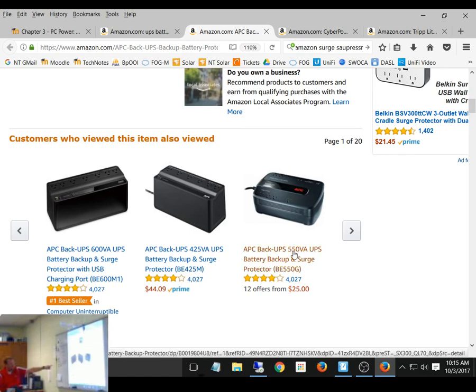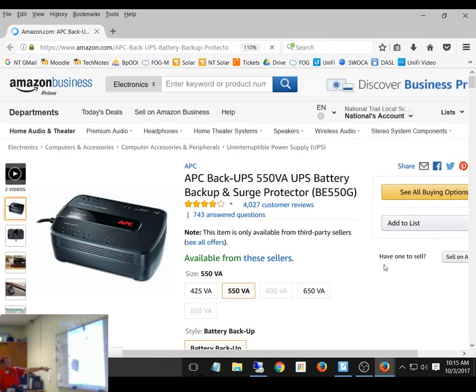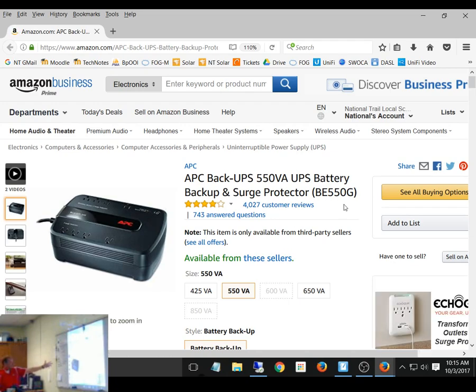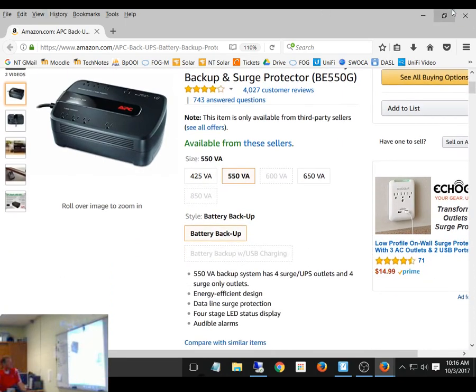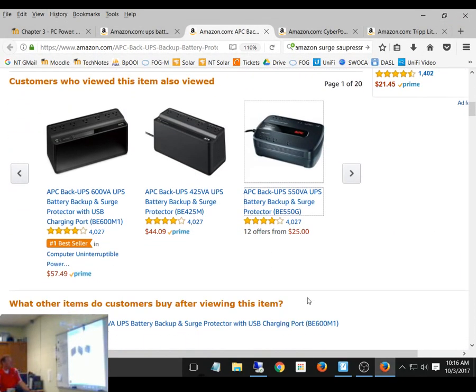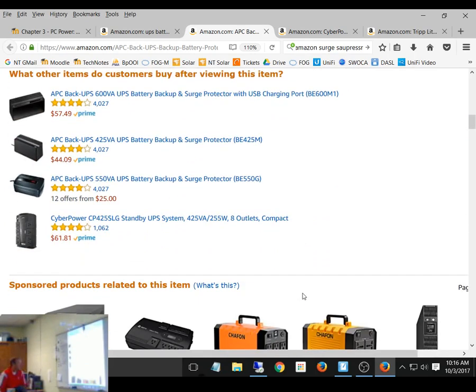But here's a good example, okay? So this one is a 550 volt amps UPS, which I just opened a new window. It says it's $25, okay? And like I said, this 550, that's a really, really low number. The ones we have are 2,500, in our closets to keep things running. This may not even keep your computer on, and I actually bought this one thinking that it would keep the computers running. You get about 5 minutes if it stays on.